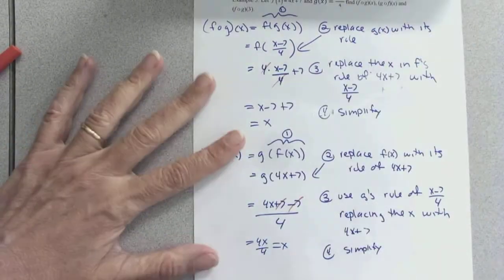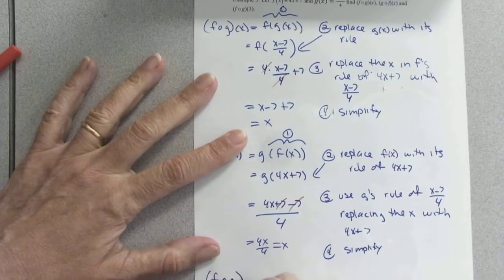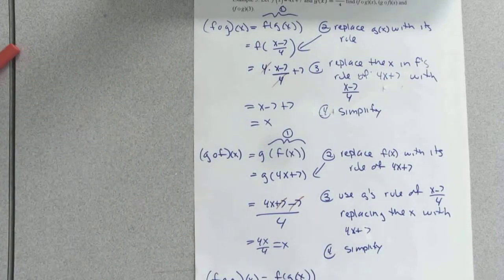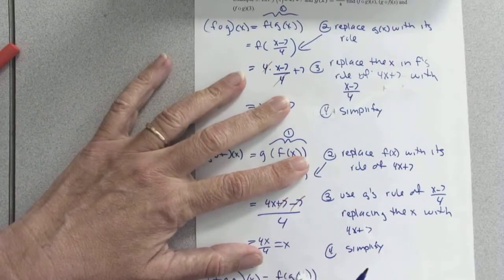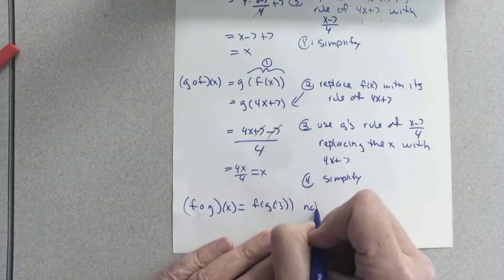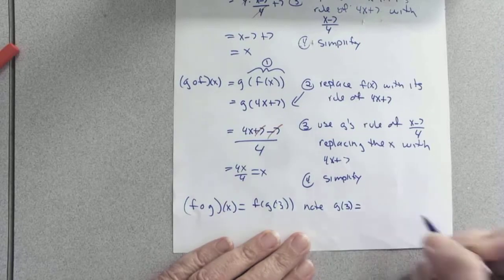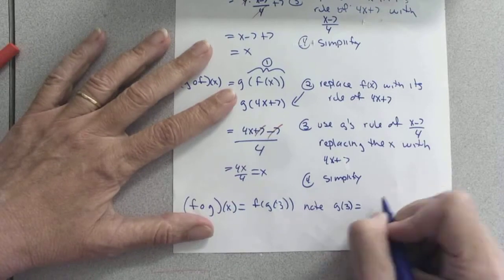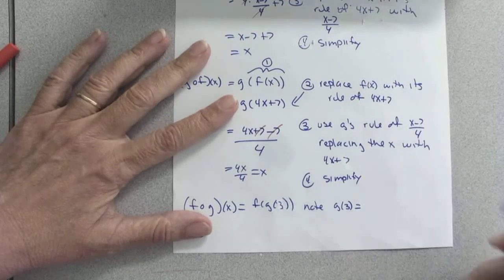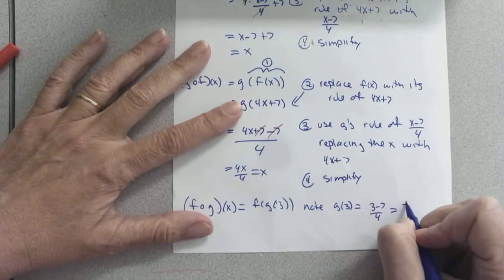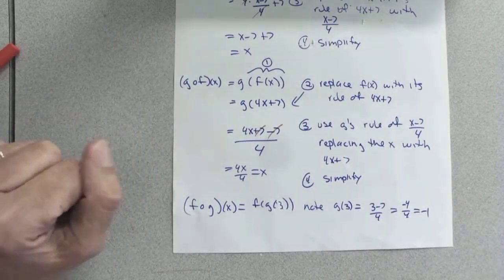Then it asks me for f of g of 3. And I think it's just as easy just to nest it and then work with the functions individually. I think is the easiest way to do this. So we're going to note that g of 3, using g's formula, which is right up there, x minus 7 over 4, is going to be 3 minus 7 over 4, which is negative 4 over 4, negative 1.